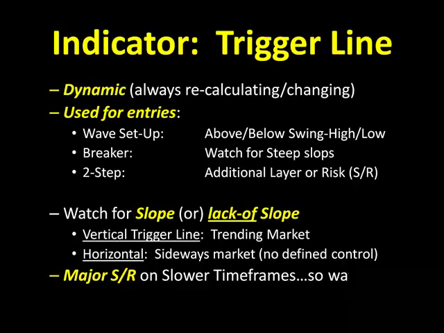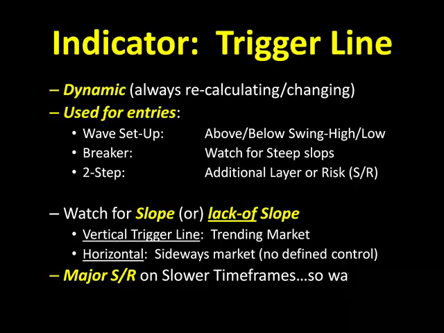Now, we use this trigger line a lot of different ways. One way we use it is for our entries. Of course, you guys are aware we use 3 different entry techniques in our trade room. We teach over 10 techniques, but we specialize on only 3 of them in our live trade room to keep it nice and simple for you guys. But basically, these 3 patterns, the wave, the breaker, and the 2-step, have different uses of this trigger line. So, of course, the wave setup, a trend continuation pattern, we want to make sure the trigger line is above a recent swing high or swing low. So for a wave, it needs to be above a swing high or swing low.